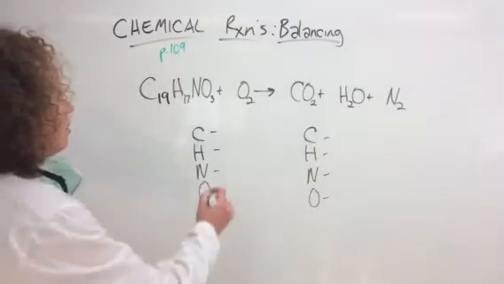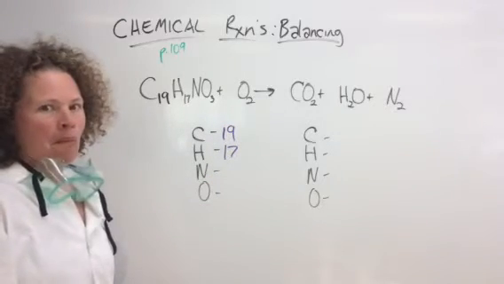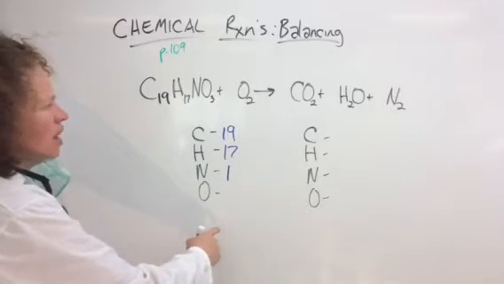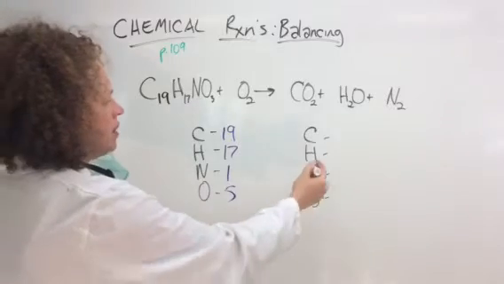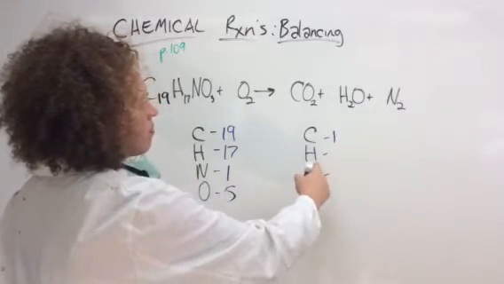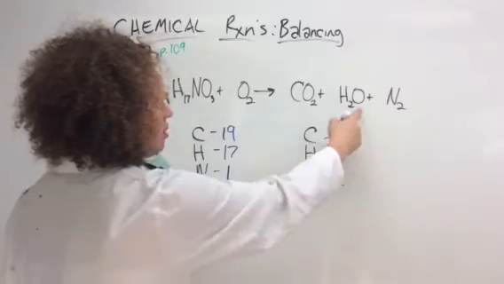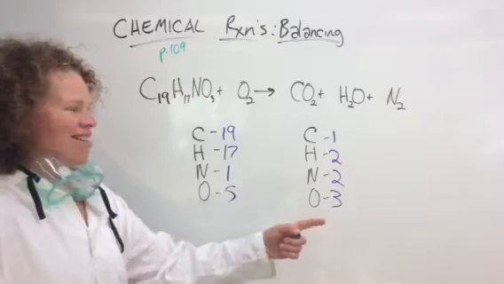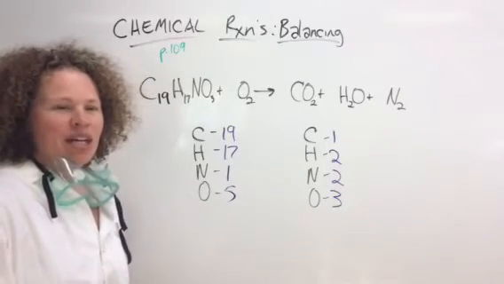So on this side of the equation, I've got C is 19, H is 17, N is 1, and then my oxygens are kind of funky because I've got 3 here and 2 here, so I've got 5. Over here, I've got 1 carbon, 2 hydrogens, 2 nitrogens, and 3 oxygens. So that side's easier to look at than this one, which means we're going to muck with this one first.